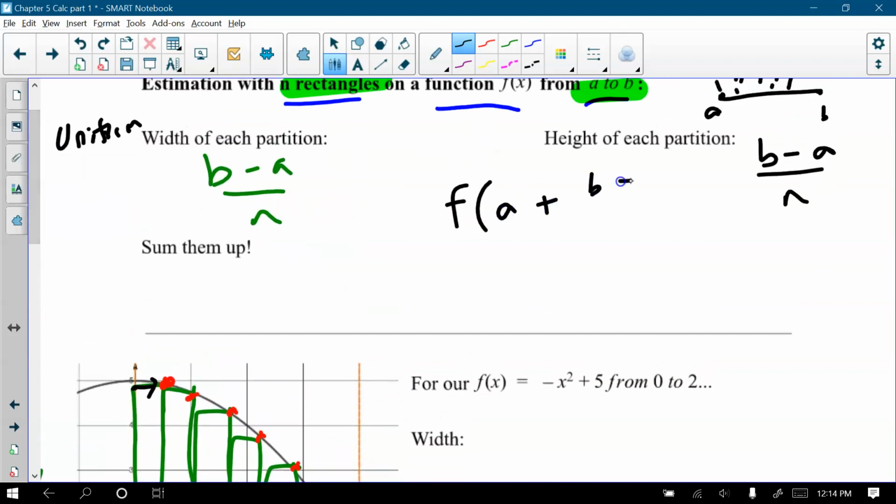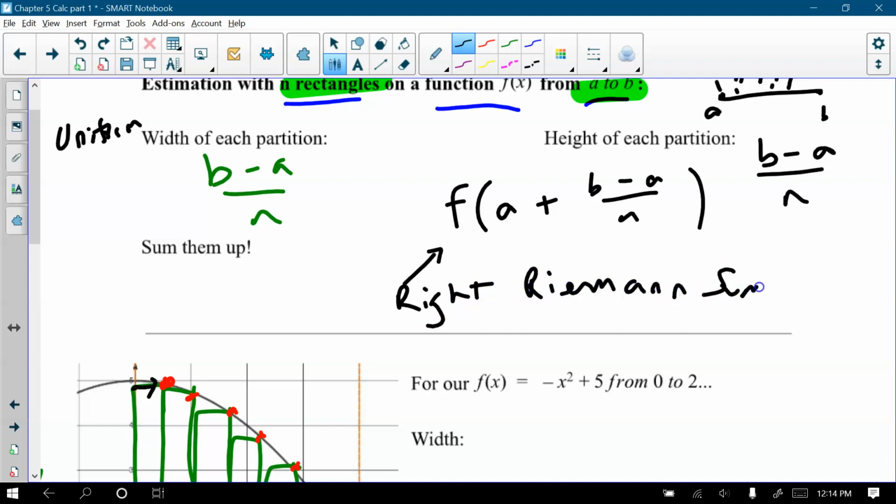So a plus b minus a over n. Now I'm not done yet. This is for a right Riemann sum. Oh, what's that? You don't know what a right Riemann sum is? A right Riemann sum is the right-hand rectangles. We call them a Riemann sum because we like to be fancy.